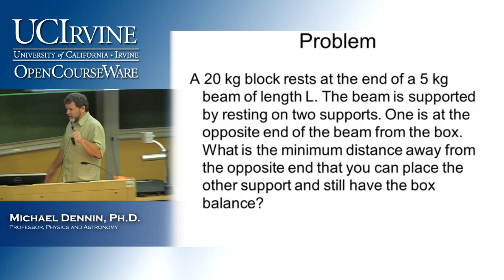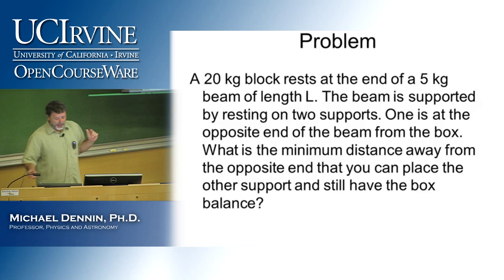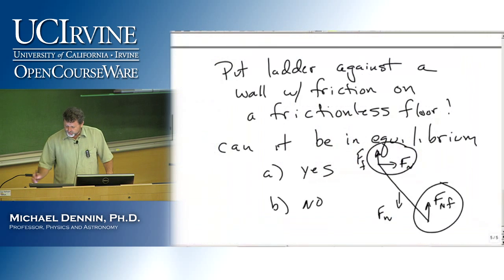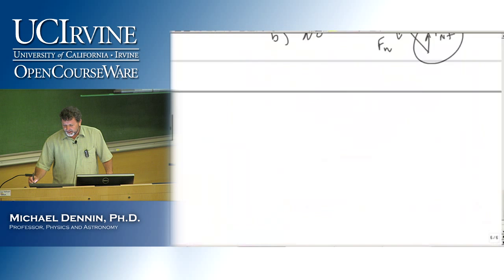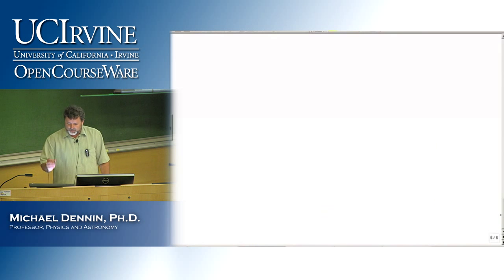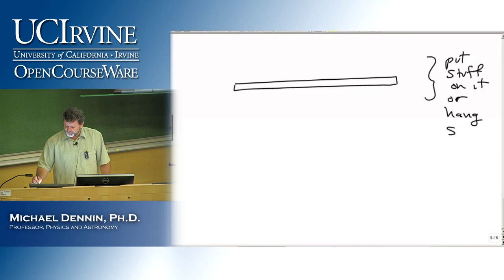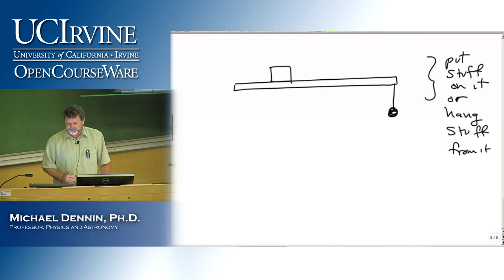But before I ask the question or solve this, I wanted to make a quick note about drawing our extended free body diagrams. And I made this note in the solution. Right? If you notice, a lot of what we're doing is we have a beam, and we're either going to put stuff on it or hang stuff from it. So I might have a sign hung off over here and a box sitting on it there.